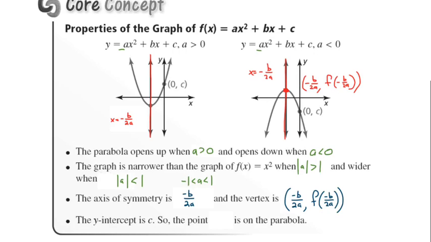And last but not least, the y-intercept is c. Alright, so the point (0, c) on the graph. That is this one right here. Whatever that number is, that's your y-intercept. Okay? That's a little confusing looking. Alright, let's move to the next one.